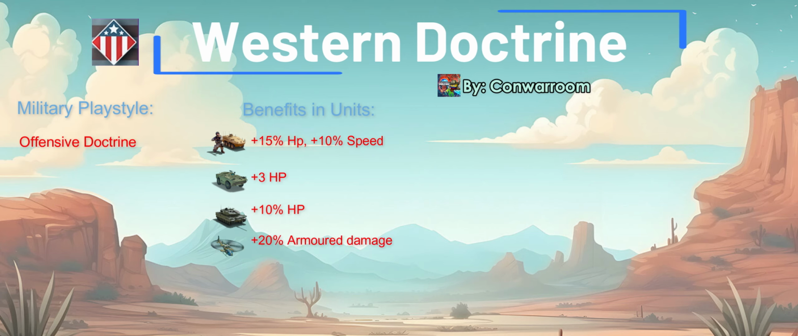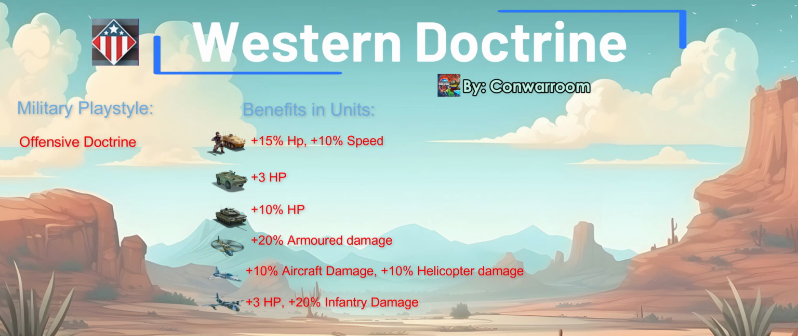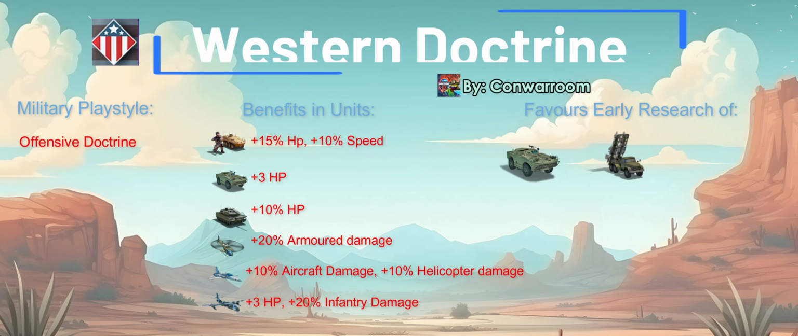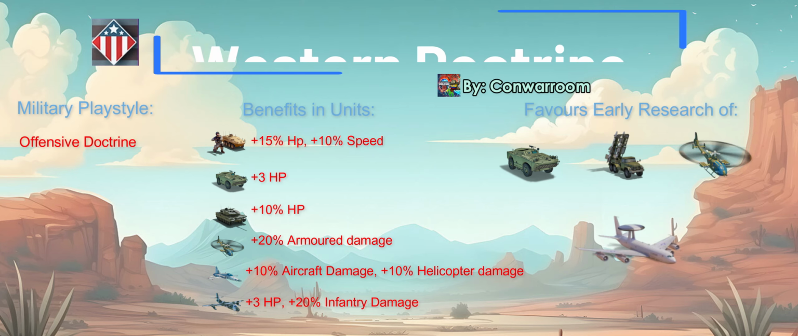The Western Doctrine also has the strongest air superiority fighter planes. They get an extra 10% aircraft damage, and also an extra 10% helicopter damage. The American Doctrine also gives you an extra 3 health points in your heavy bombers, and an extra 20% damage by using heavy bombers against infantry. That is not all. The American Doctrine also favors an early research of armored combat vehicles, theater defense systems, attack helicopters, and AWACS. So if you're a main tank and Air Force player, you should definitely consider choosing Western Doctrine nations.